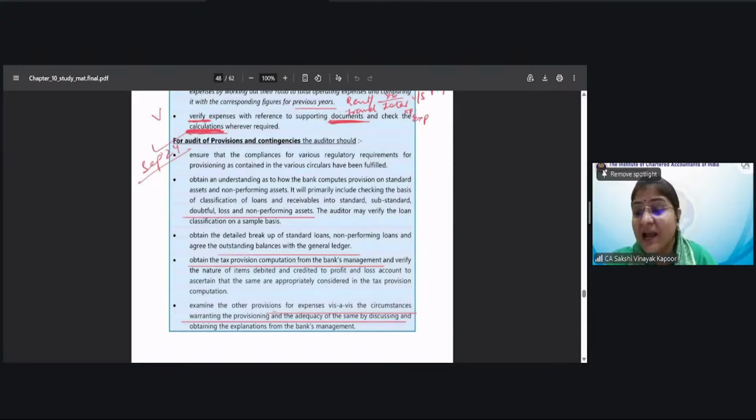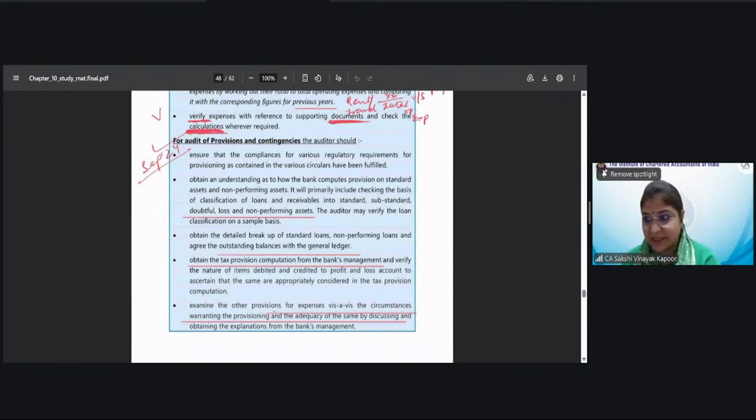You will check for the classification regarding the debts. Okay, classification regarding the doubtful debts like standard, substandard, doubtful, losses. What kind of classification does it fall under? Okay, and then you will obtain detailed breakup of the standard advances as well as NPA loans and agree with the general ledger. You will see whether the general ledger of the bank also has the same criteria and classification as you have made.